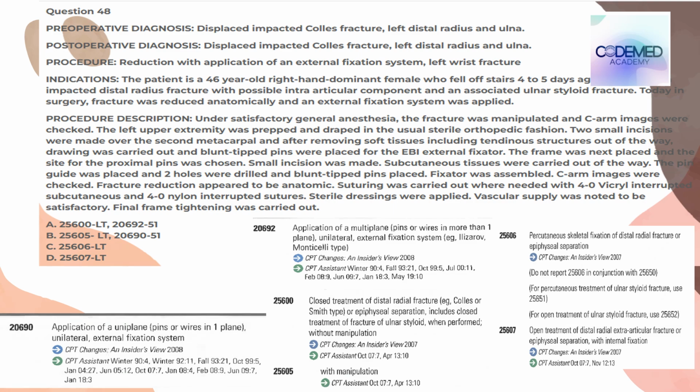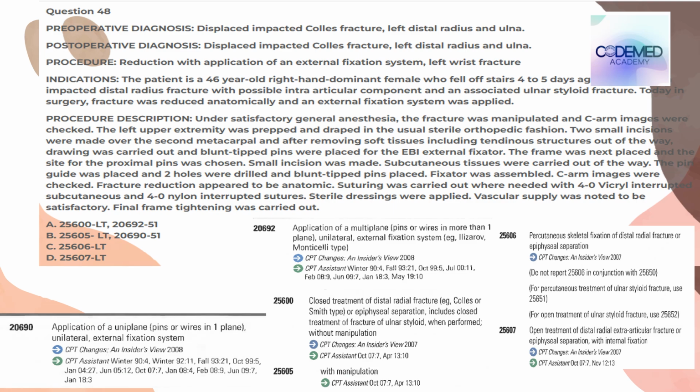Now what is this code 20690? Application of a uniplane external fixation system, and 20692, application of a multiplane external fixation system. Uniplane means all the screws are in one plane, and this is not something they have given. So you will have to find out how many screws they have put. Usually that is also one of the important clues, the number of screws. If there are 3 to 4, it is usually a uniplane. But if there are more than 4 to 5, then usually they are in multiplane. That is one of the hints you can use.